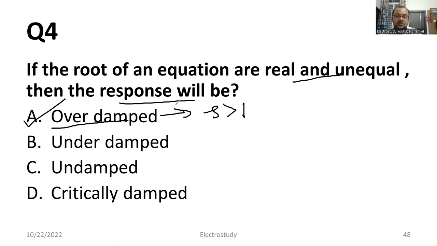Let us go for the other condition. If the roots are complex conjugate, we call it an underdamped system. So these are the different cases. I think you can apply these conditions for competitive examinations.